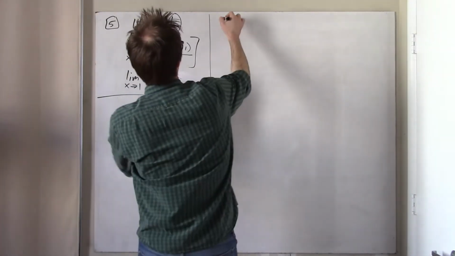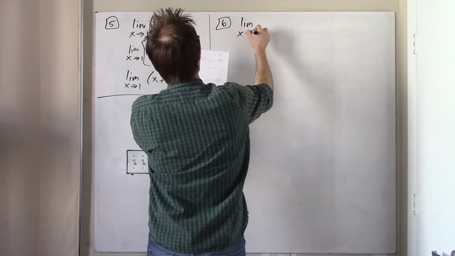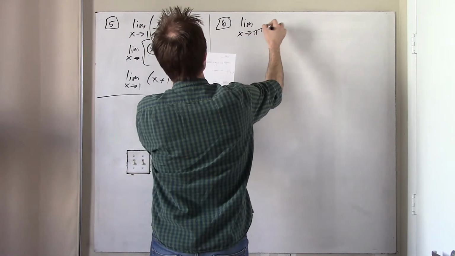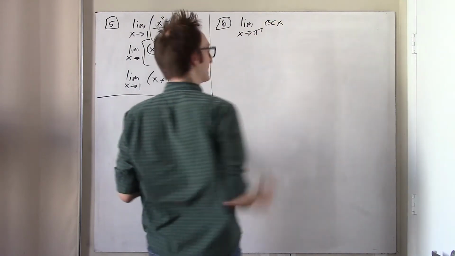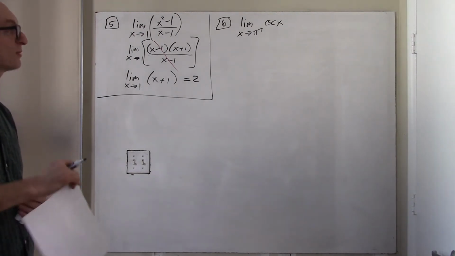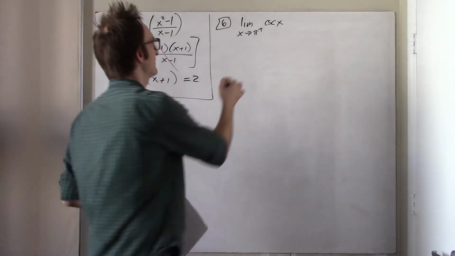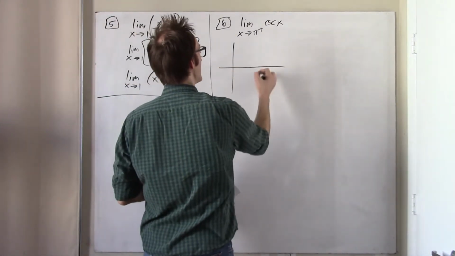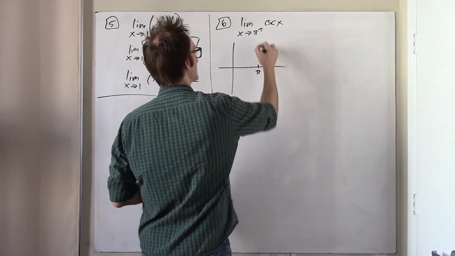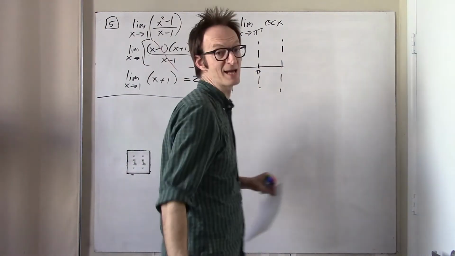Okay, let's go. 6. 6 says, what is the limit as x approaches pi plus of cosecant x? Okay, this is barely a calculus problem at all. This is basically a pre-calculus problem. This is essentially asking like, hey, can you graph cosecant on demand? Well, I can, and it looks like this. It's 1 over sine, so it's going to be infinite whenever sine is 0.